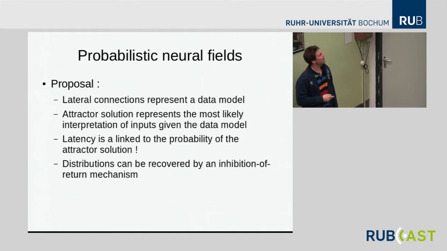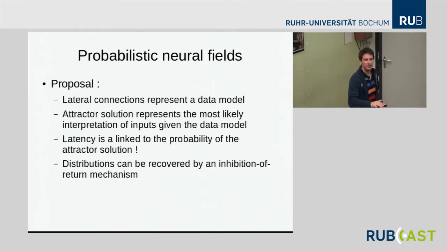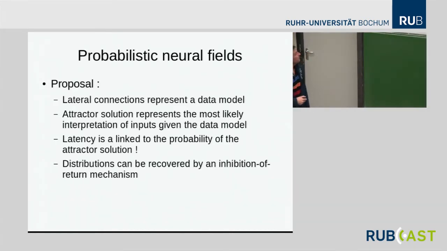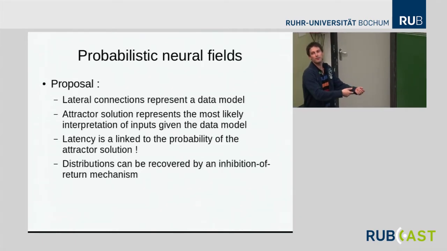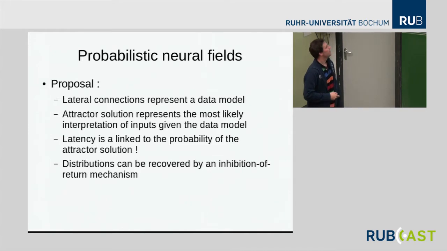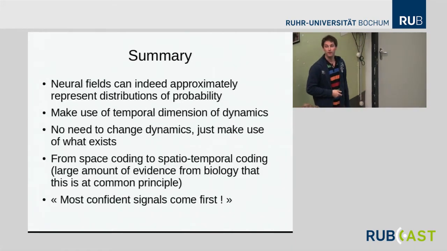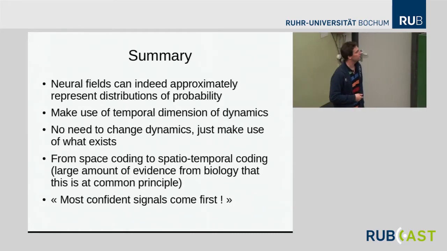Then, if I have that, the attractor solution will both represent the most likely interpretation of the input, so it will do inference, and by its latency, it will also tell me how probable it thinks this most probable solution is. And then, simple circuit building can give me the sequence of descending probabilities over time. This is what I would do for implementing probabilities in neural fields.